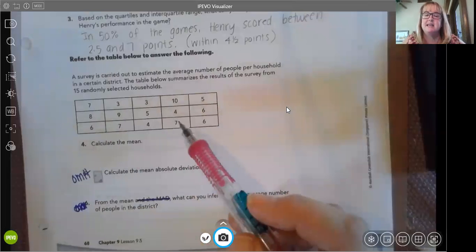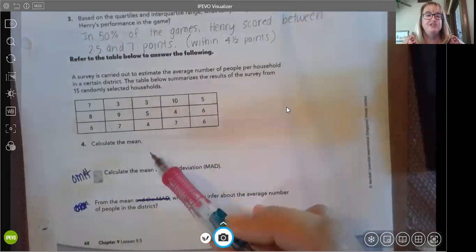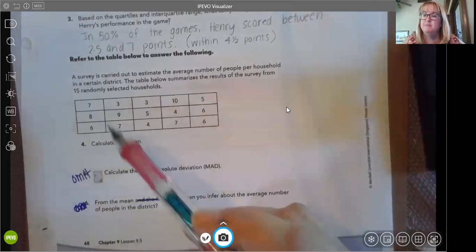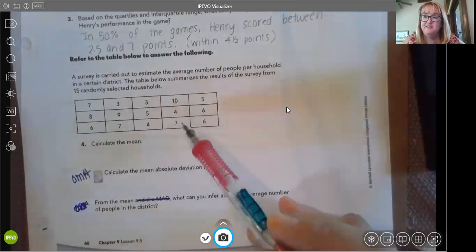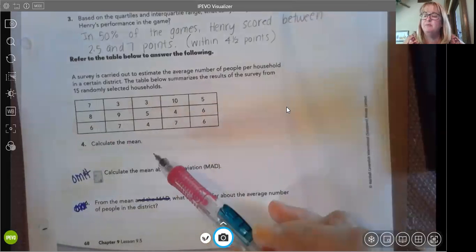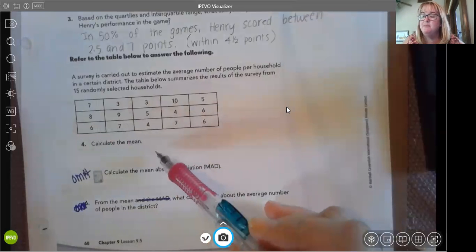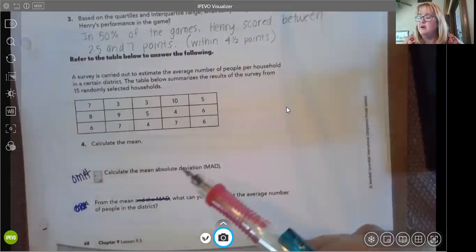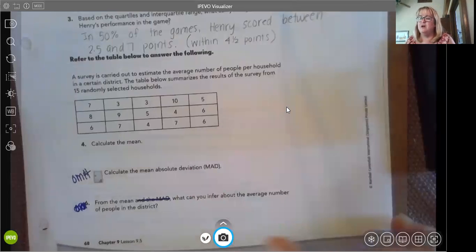Okay, calculate the mean. I just want you to have practice with this. You may use a calculator. I want you to add up the numbers and divide by 15, the number of households. That will tell us the average number of people in each household. All right, so I want you to do that one. All right, let's look at the next page.